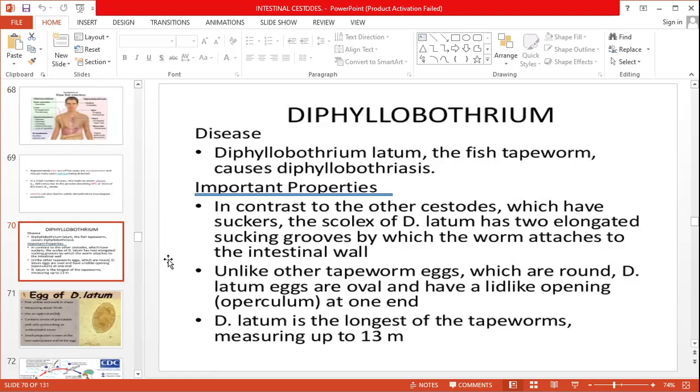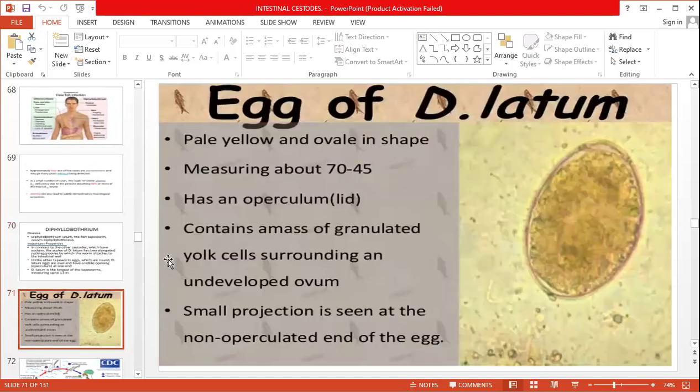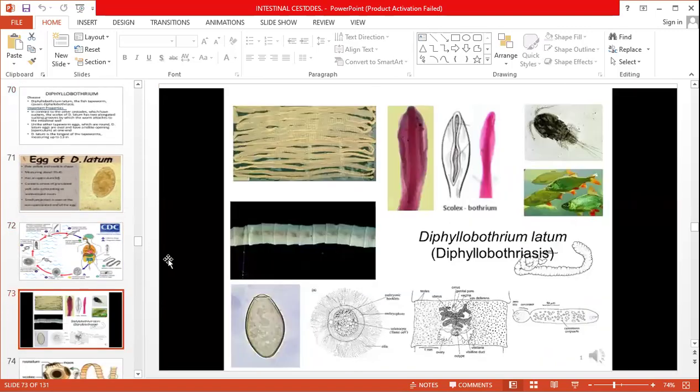Unlike other tapeworms, whose eggs are round, D. latum eggs are oval and have a lid-like opening, known as an operculum, at one end. D. latum is the longest of the tapeworms, measuring up to 13 meters. Eggs are pale yellow and oval in shape, measuring about 70 by 45 micrometers. They have an operculum, or a lid, containing a mass of vitelline yolk cells surrounding an underdeveloped ovum.